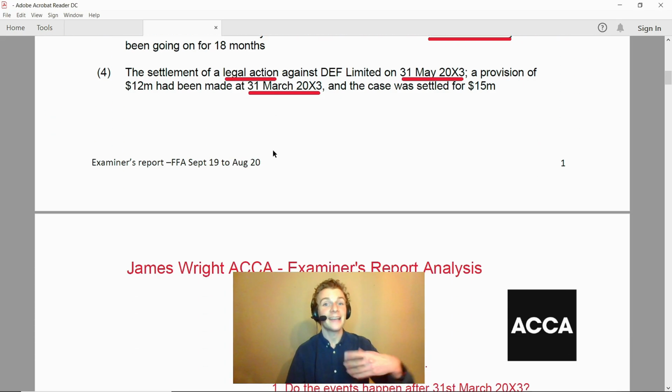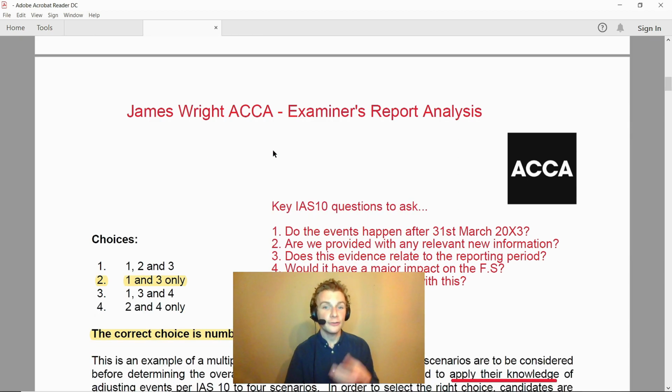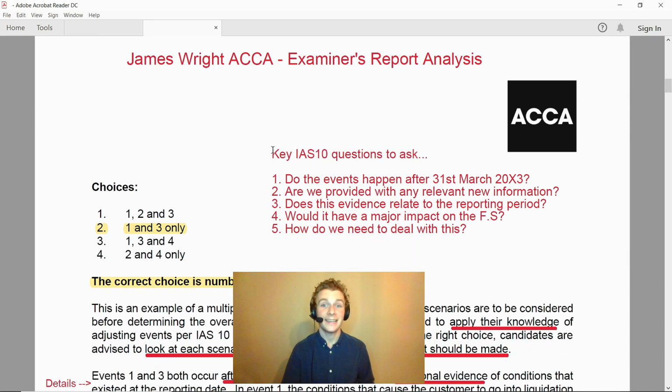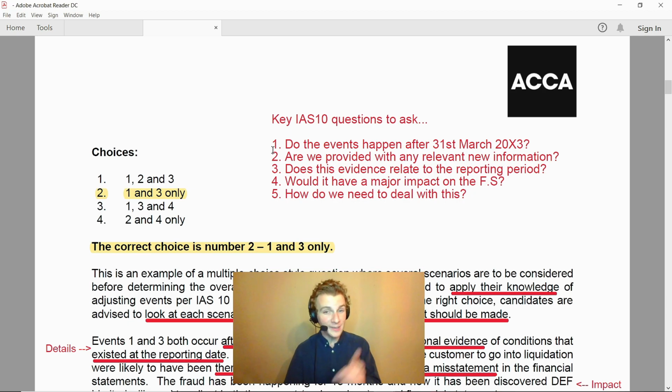But let's take it down now as to how you should go through this and how you should interpret, especially for IAS 10, because it's been tested before and it will be tested again. So the key questions to ask yourself to start off with: do the events actually happen after the 31st of March 2003, or whatever year end you're given in terms of the question? So that's the first thing you've got to get down. Then, are we provided with any new relevant information? Well, they're in the requirements that we've been through, but highlighting those key terms. Does this evidence relate to the reporting period, or is it maybe the next period, or was it a previous period? You've got to go through it.